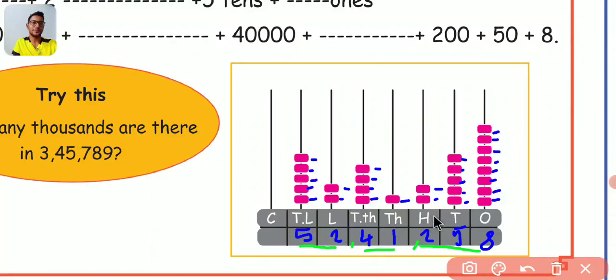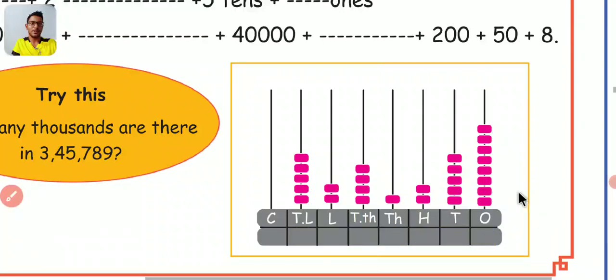So the number is 52,41,258. Okay, so we have to expand this number. Just now I taught you how to expand the number. So in that way you have to do this activity. So I move on to the next page.